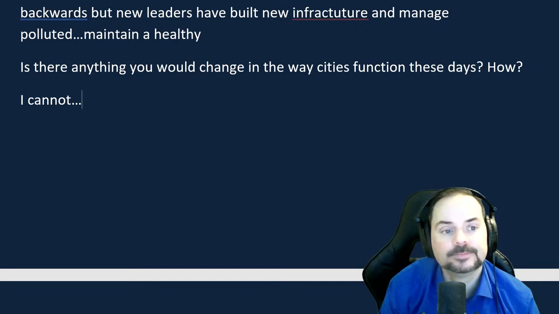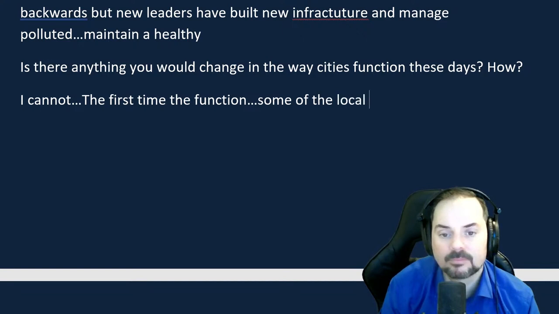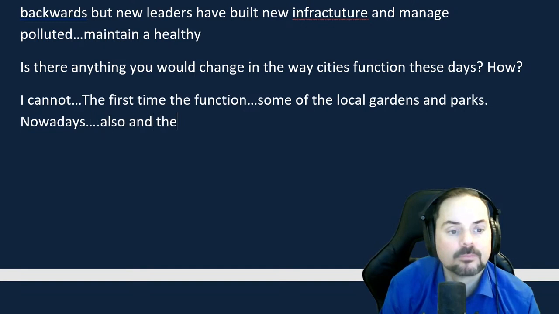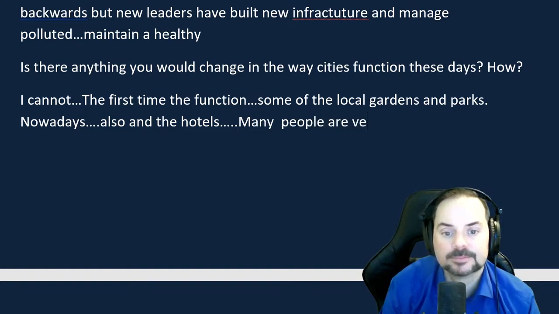In the past, a function was mainly held at party places and some of the local gardens and also parks. But now that has all changed over the decades. Nowadays, many of the functions happen in big party places and also at hotels. And some of the noise pollution has also decreased because of this. Many people were very happy with these changes. So I think this is the most major change that happened in recent times.